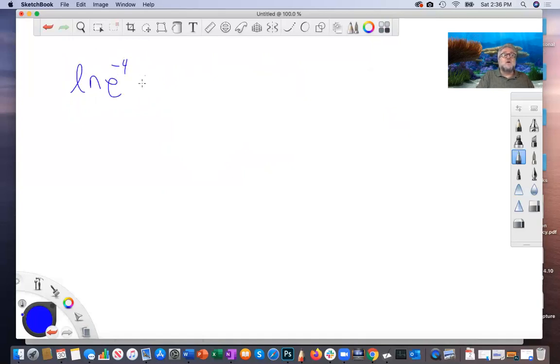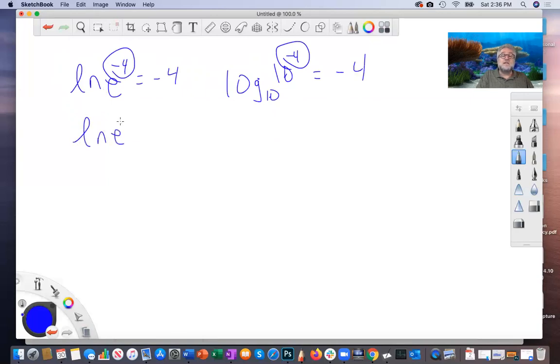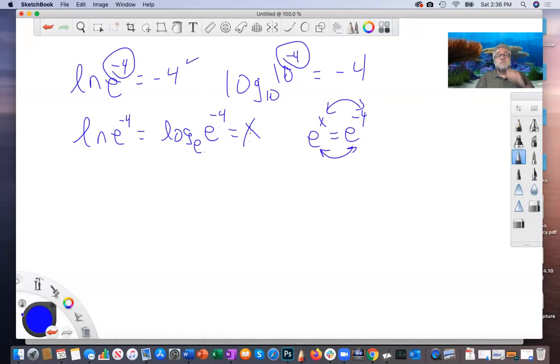ln e to the minus 4. What do you think this is going to be based on what we just did? Yeah, it's going to be minus 4. If you had log base 10 of 10 to the minus 4th, that's also going to be minus 4. When the bases are equal, you just get that exponent. Now, if you don't believe me, well, you're calling me a liar. It's kind of rude, but that's okay. Log base e of e to the minus 4, set it equal to x, and write it in exponential form. Base, exponent, answer. Bases are equal, so the exponents must be equal. So sure enough, we get minus 4.